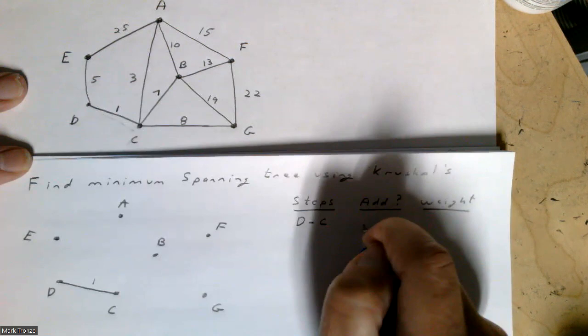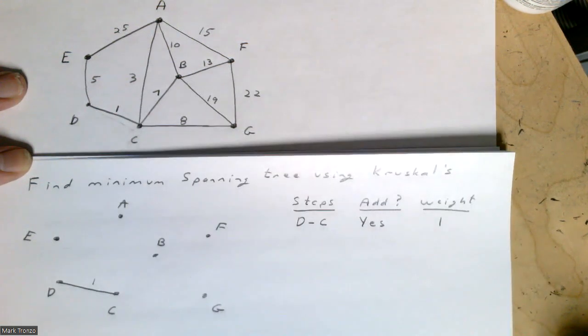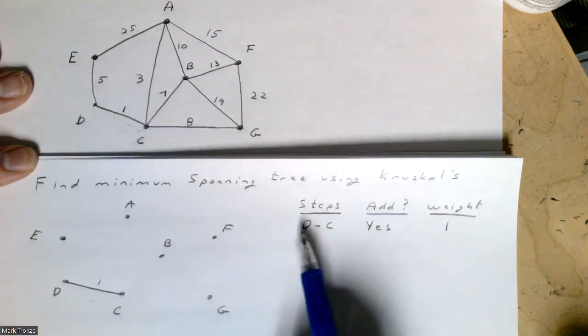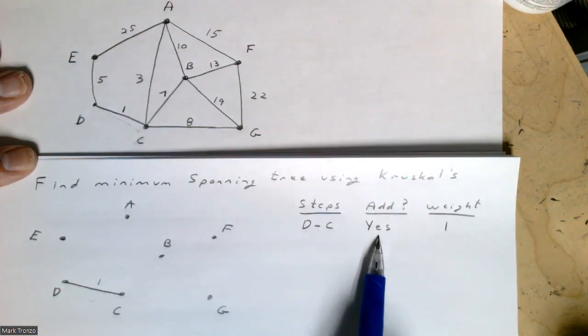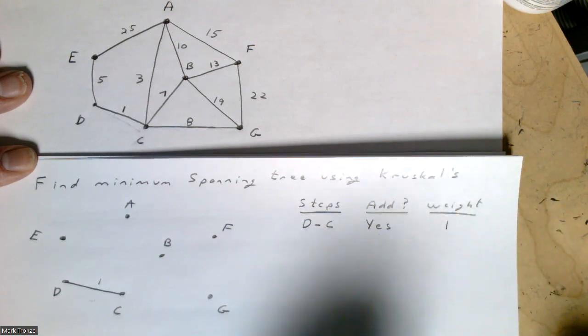And then, yes, we added it and put the weight down, which was 1. So we started with the smallest weighted edge, put that edge in our new graph and wrote down the vertices it was connected to. And yes, we did add it and then put the weight of it down. So now go to the next one.